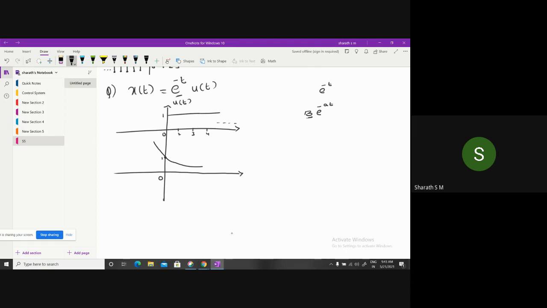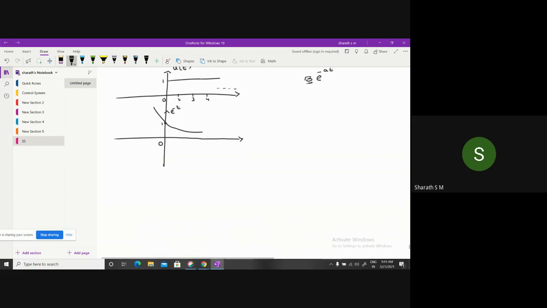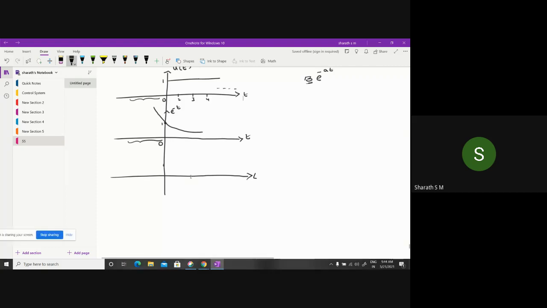So now this is u of t and this is e power minus t. Now we need to make a product of these two. Here we have some signal in the negative axis and there we don't have any signal in the negative axis. Once we make a product of these two, is there any result we can observe in the negative axis? What is the result across the negative axis? It will be 0. So we don't have any signal in the negative axis, and we need to take care of the positive axis.